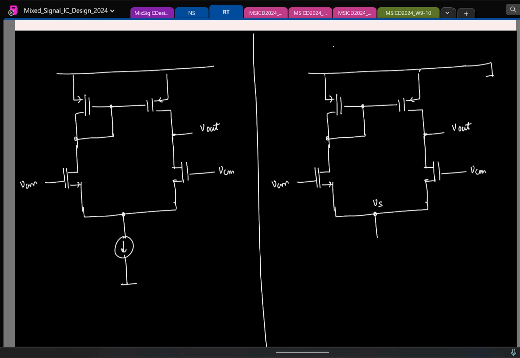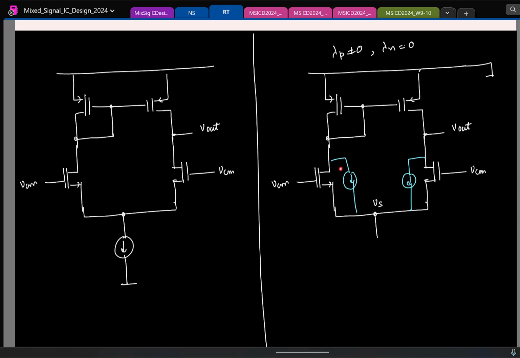Again, let me state the assumptions. The assumptions are the same as before. Lambda for the NMOS is still not considered. In that case, as he is pointing out, if you draw the small signal equivalent, you will have only the voltage controlled current source for the two transistors. There is no RDS, and remember that there is no path for the current to flow, open circuit.